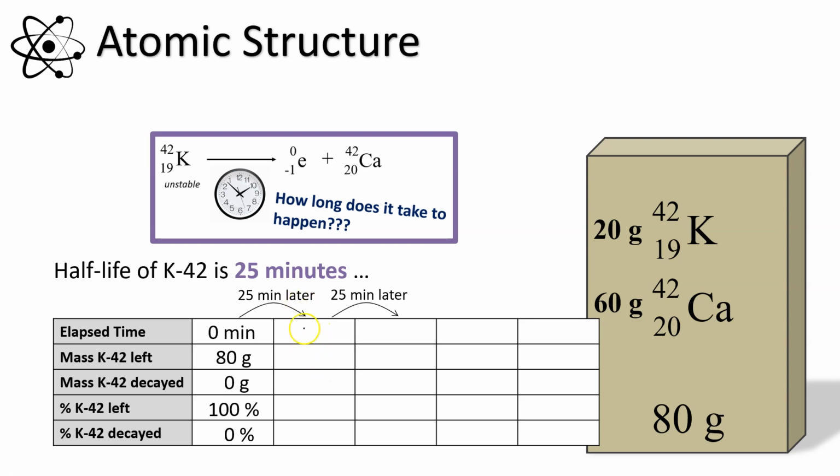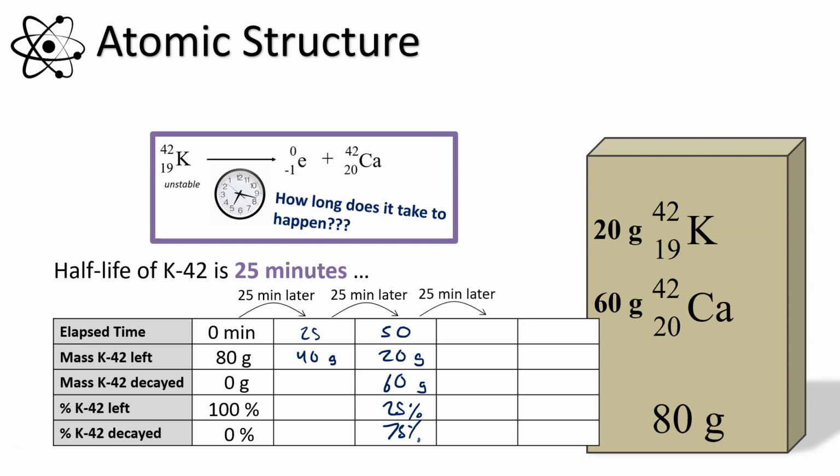So from the 25, now 50 total minutes, where we split to 40 grams and now 20 grams, I now have 60 grams of potassium 42 that has decayed and turned into calcium. In terms of percentages, I've only got 25% of the original 80 grams left. 75% has decayed. And by now you should probably already have a pretty good idea about what half-life actually is.